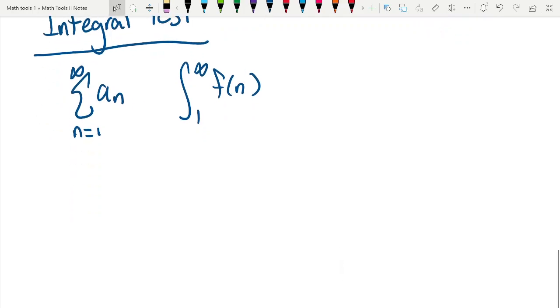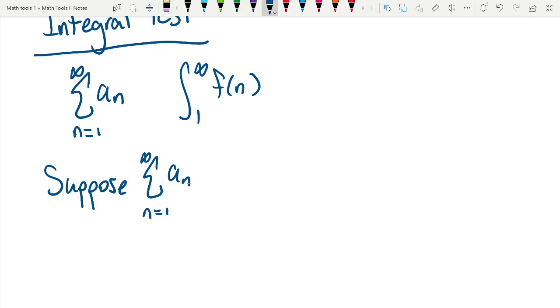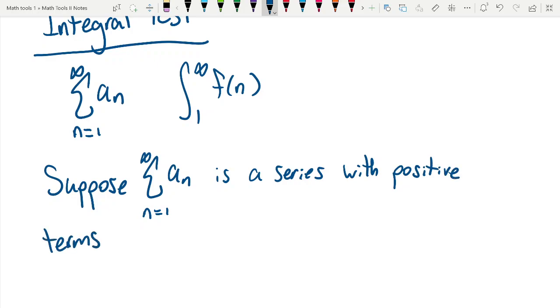Okay, so I'm just going to write out what the integral test is first, and then we'll look at it more in depth here. Suppose that the sum from n equals 1 to infinity of a sub n is a series with positive terms. The first important condition here is that these a sub n terms must all be positive.